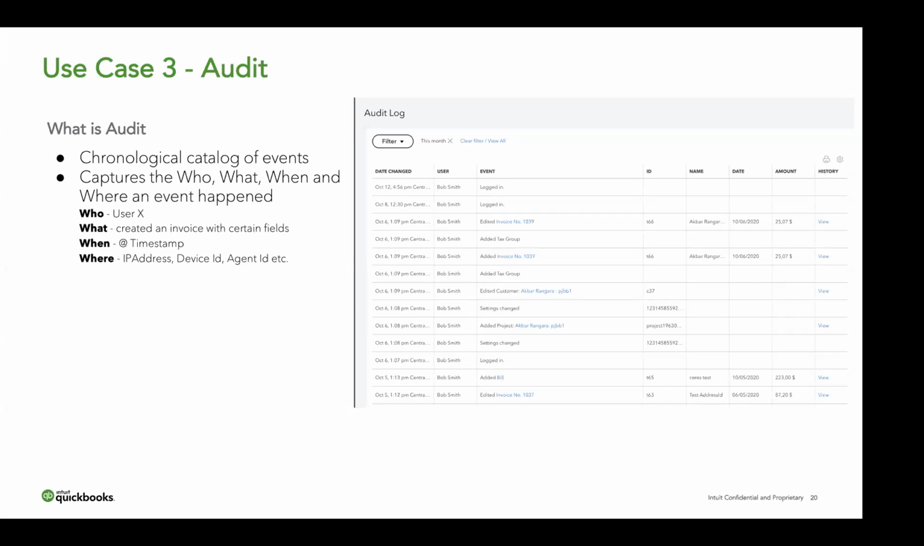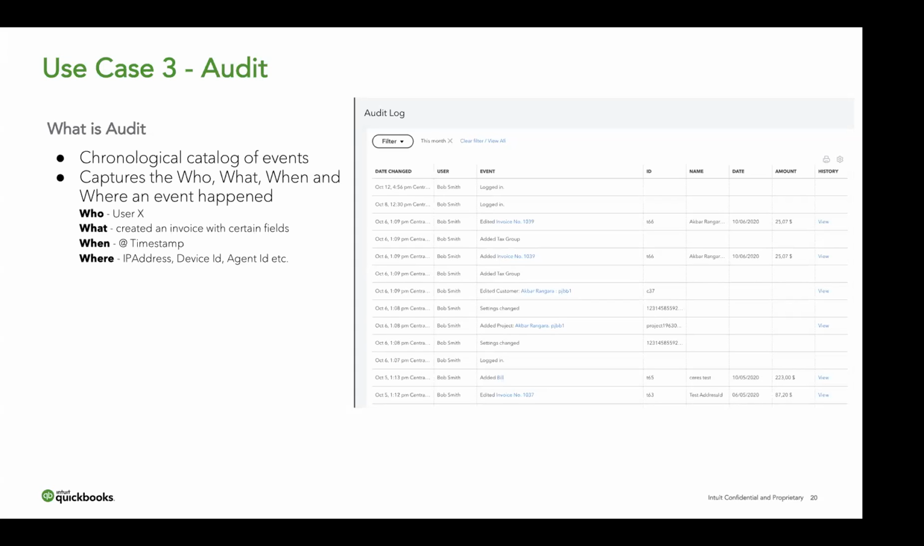And as you can see, this is basically a sequence of events that are happening based on time. So on the right, you can see a user logged in, they created an invoice, they edited an invoice, they created a tax group, they edited a customer, etc. So basically, it shows you who did this operation, what operation they did, when they did this operation, and maybe some details such as which IP address was used, etc.